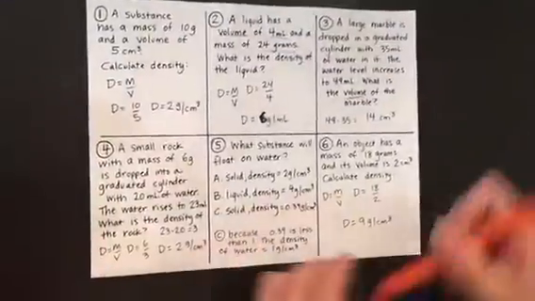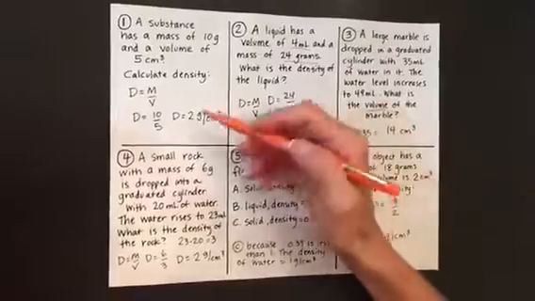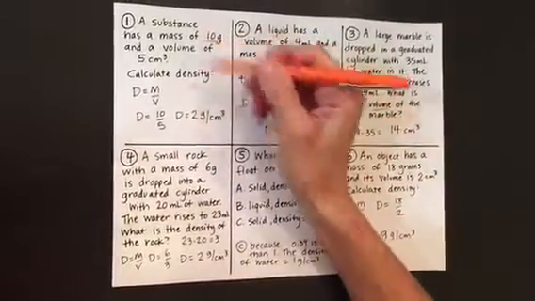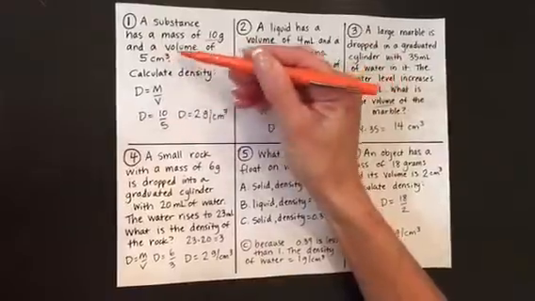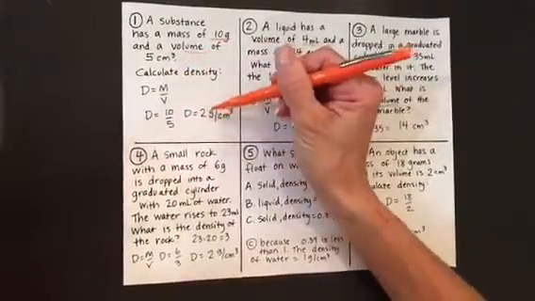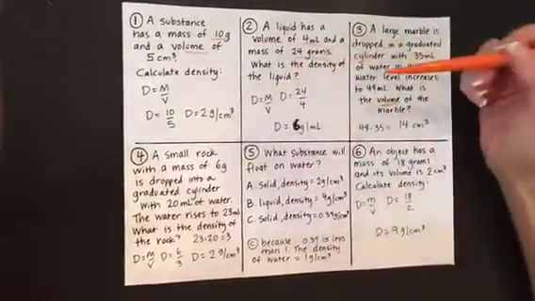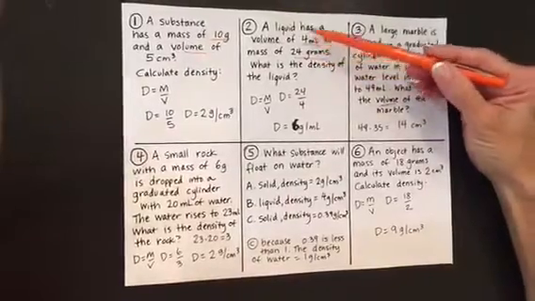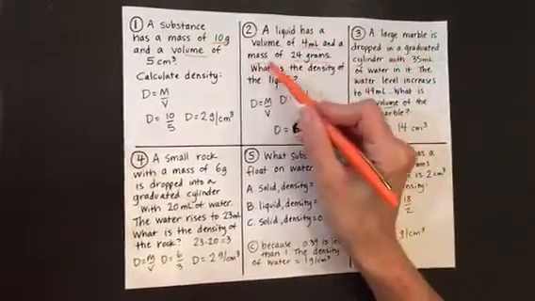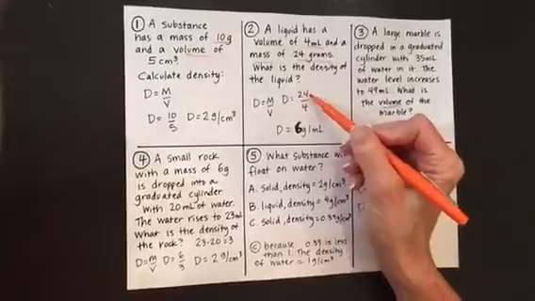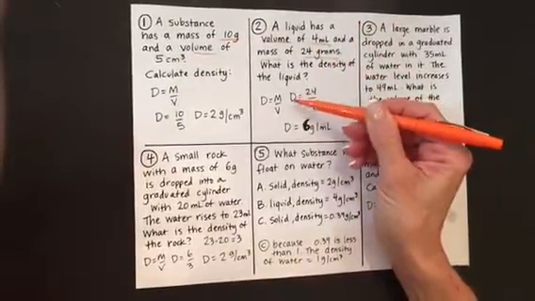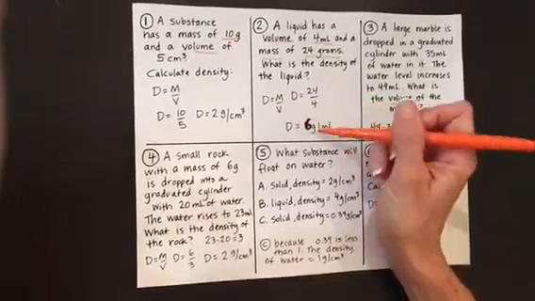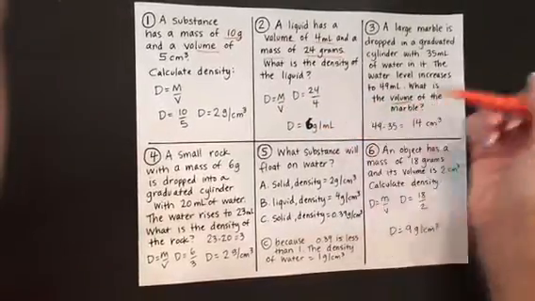Okay, so here are the answers. Hopefully you worked these out by yourself. In this first problem, the mass was 10, so density is mass divided by volume. The 10 divided by the volume of 5 gives us the density of 2 grams per cubic centimeters. For the second one, they gave you a mass of 24, so that goes on the top, divided by the volume of 4 milliliters, which goes on the bottom. Remember, mass divided by volume, and your answer is 6 grams per milliliters.